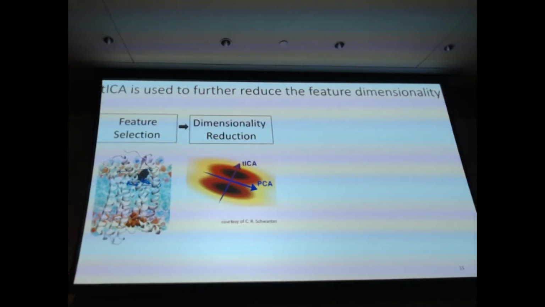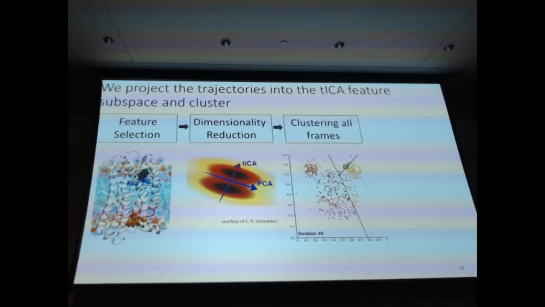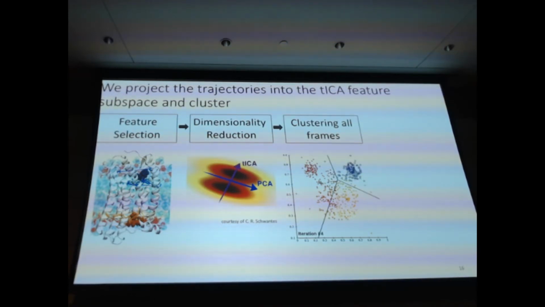So after the feature optimization and selection, we performed dimensionality reduction. Then we projected all the clusters into the TICA feature subspace and clustered all the frames of the trajectories together. I ended up building one Markov state model on the APO data and one Markov state model on the holo data. I have built one on all of the data, but we're just going to talk about these two today. That one's a little more complicated.